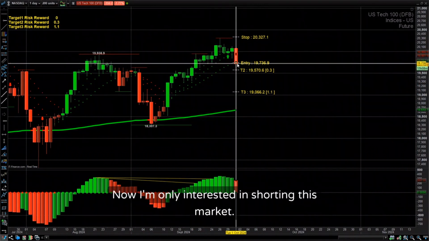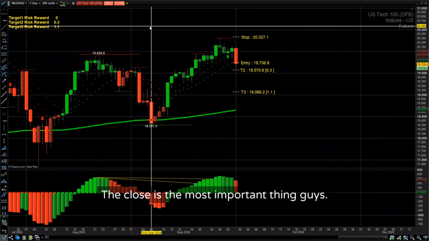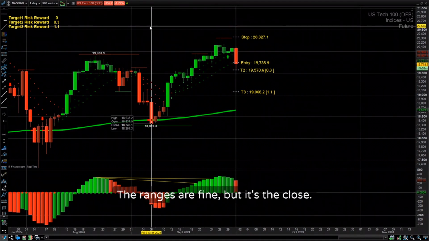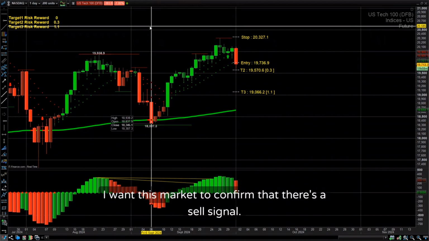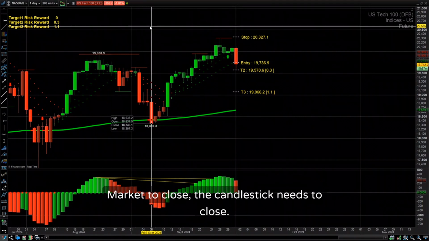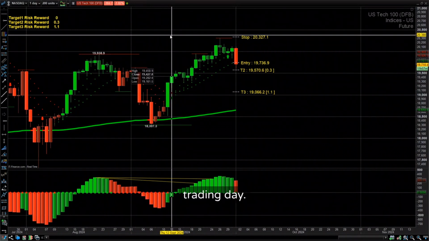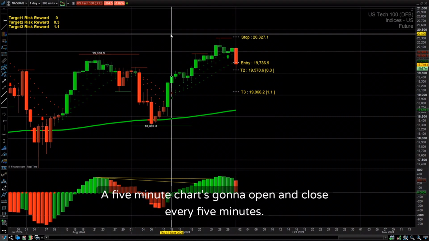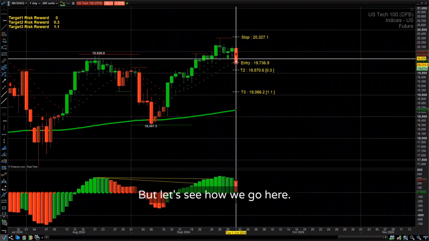Now I'm only interested in short in this market if it closes red. The close is the most important thing, guys. The ranges are fine, but it's the close. I want this market to confirm that there's a sell signal. All right, I want the market to confirm there's a buy signal. The candlestick needs to close. Now, because this is the daily time frame, it's going to close at the end of the trading day. A 5-minute chart's going to open and close every 5 minutes. And it's much quicker. That's day trading. But let's see how we go here.